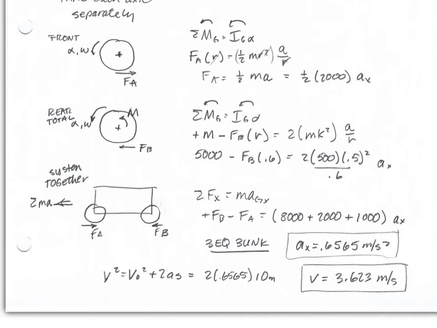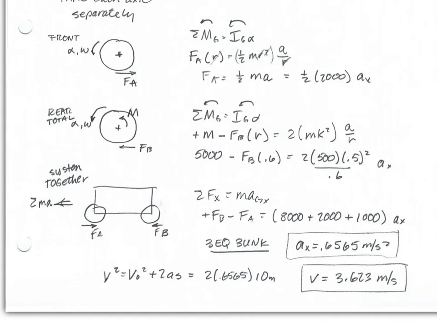So the only forces in the x direction are that pushing force back here, which is resisted by the rolling friction force in the front. So force B minus force A, and I'm going to take all the masses together and find out a_x. So here I have a 3 equations, 3 unknowns situation, and from those 3 equations I can solve for a_x.